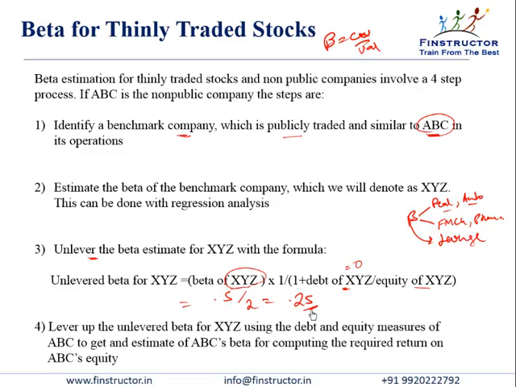But this is not the end. We then need to lever it back up for the leverage of our company or our thinly traded stock ABC. So if ABC also has a 1:1 debt equity, then it will again become 0.5. If ABC doesn't have any debt, then it will remain 0.25. So we will again multiply this unlevered beta into 1 plus the debt of ABC divided by the equity of ABC to compute the equity beta for ABC.